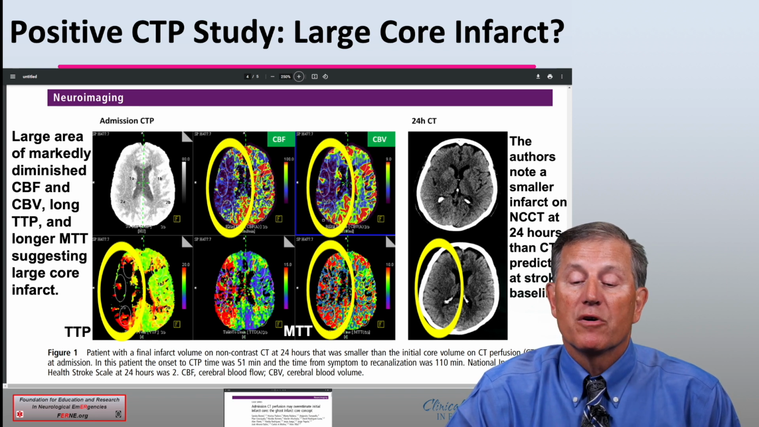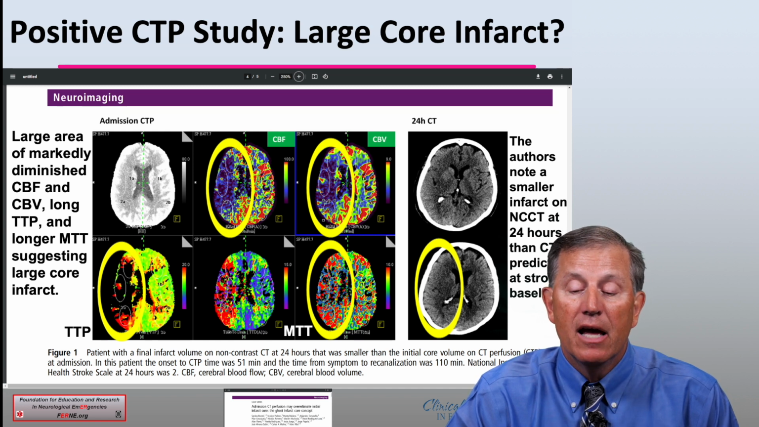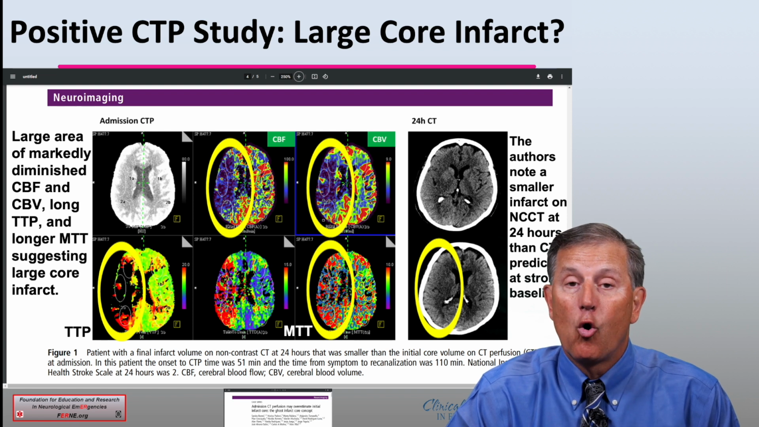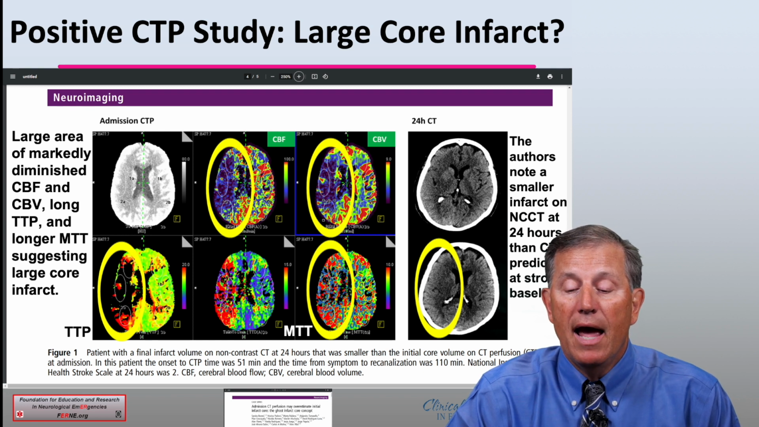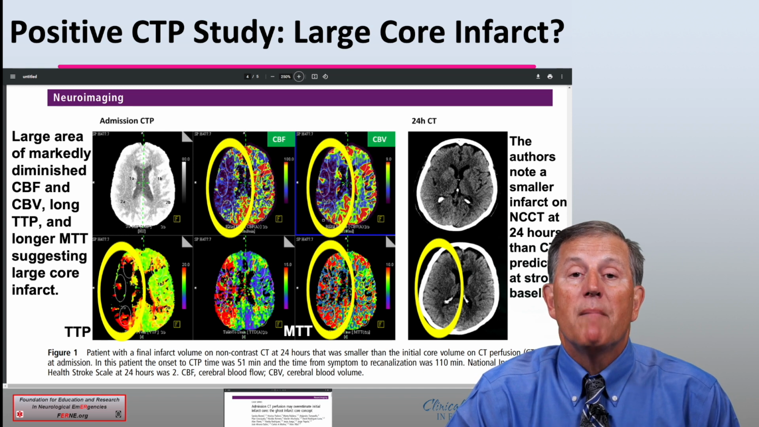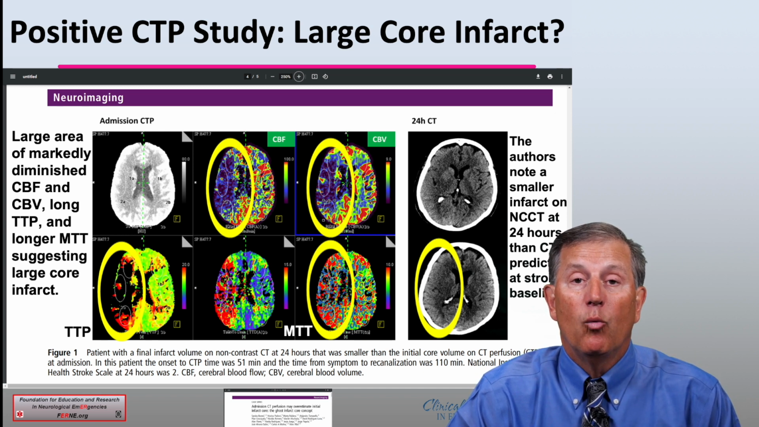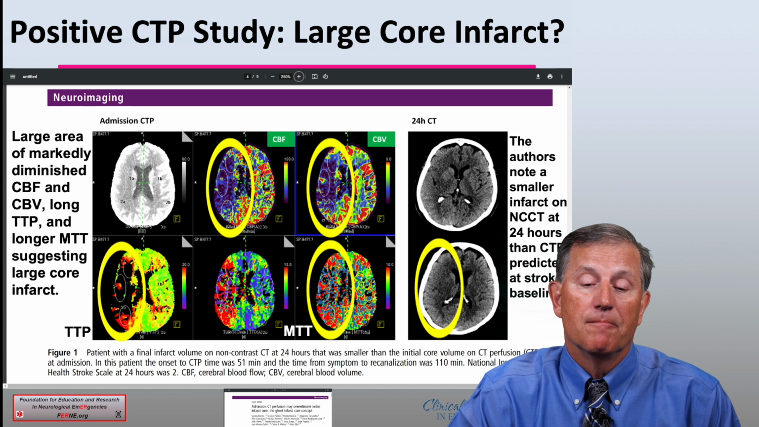At 24 hours, however, on the right with a non-contrast CT, the yellow circle demonstrates that there was a smaller core infarct than the CT predicted at the time of the baseline evaluation. And this is one of the potential pitfalls of using CTP, that it may overcalculate what area will end up having a core infarct or stroke at 24 hours and at times beyond.